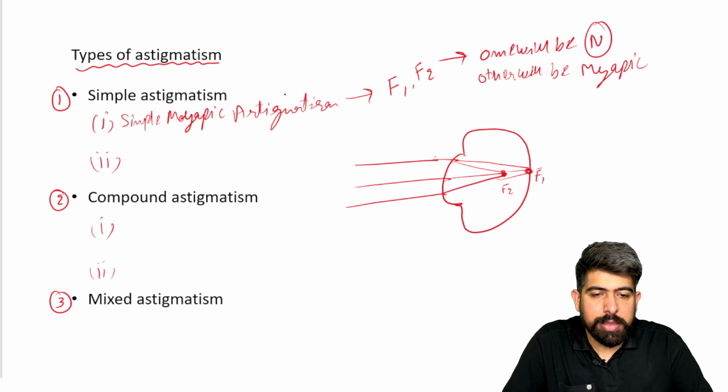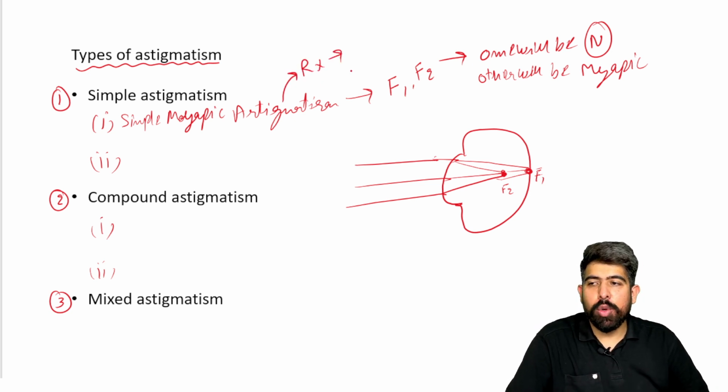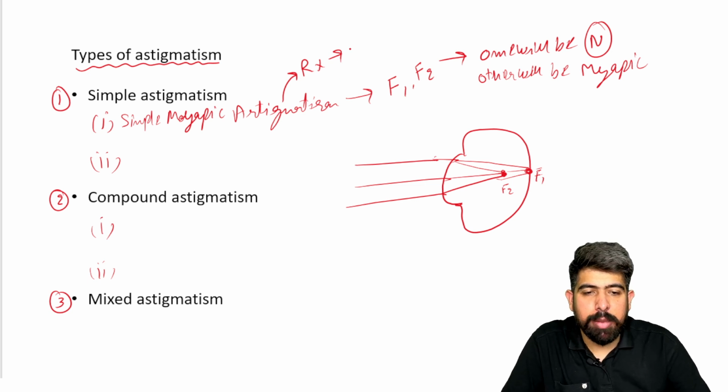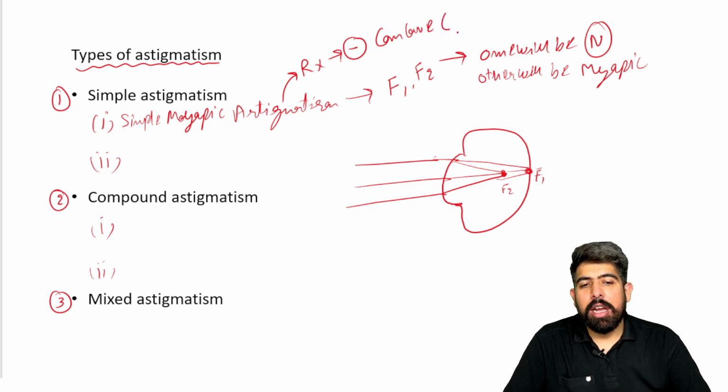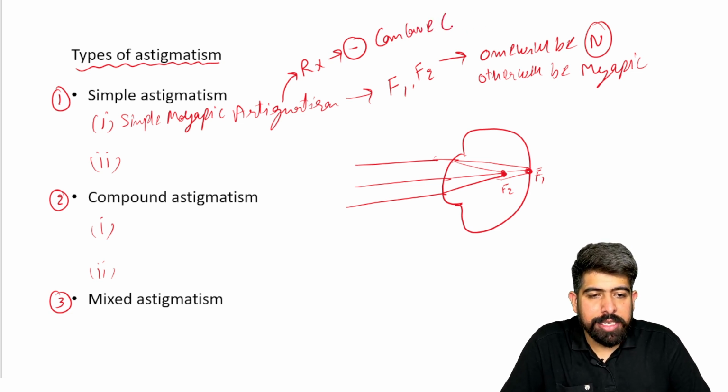If I'm talking about the treatment of simple myopic astigmatism, as I already told you, in myopia we use the minus lens, or we can say the concave lens. But this time we are not using it in spherical form, we are using it in cylindrical form.